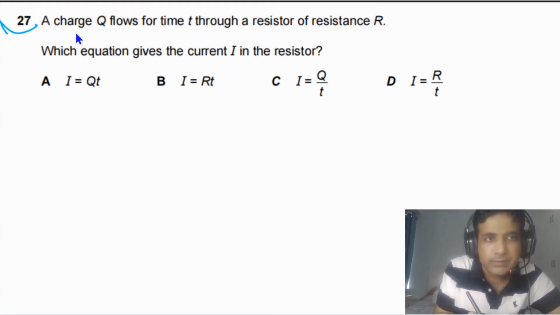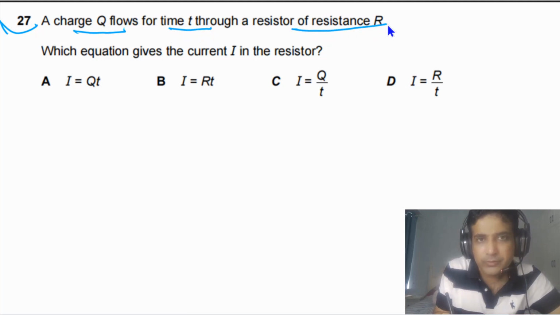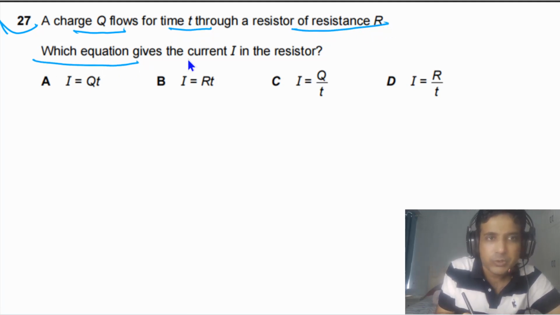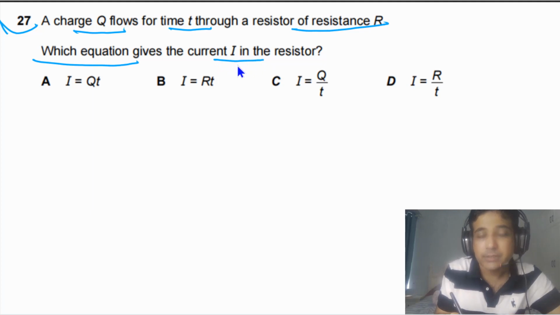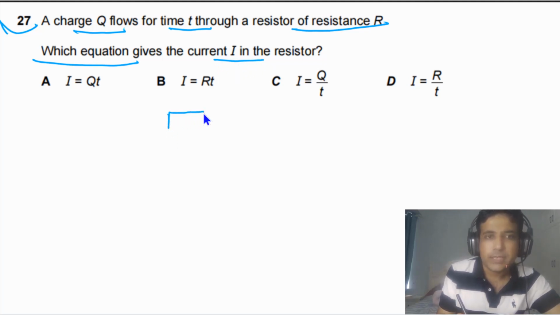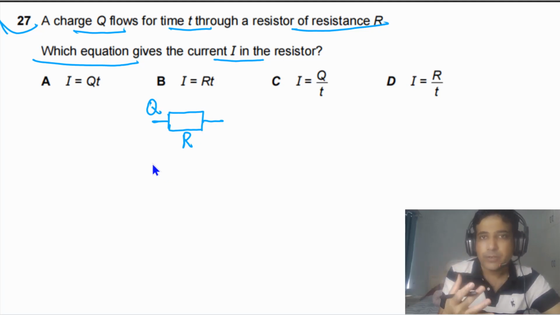Question number 27 says a charge Q flows for time t through a resistor of resistance capital R. Which equation gives current I in the resistor? So for this one simply we can sketch. You can simply imagine that we have a resistor and the resistance of this resistor is capital R. And charge Q flows through this resistor in time t. And we need to find out what the current is.